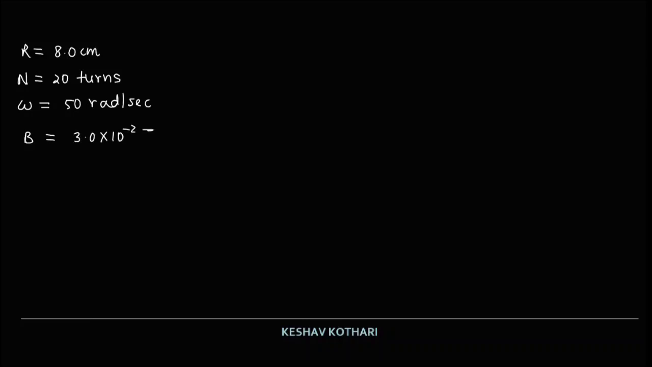So if we begin this particular problem, it is stating that the radius is equal to 8 centimeter and the number of turns is equal to 20, rotated with 50 radian per second, and magnetic field is given to us as equal to 3 into 10 to the power minus 2 Tesla, and the resistance value is equal to 10 ohm.